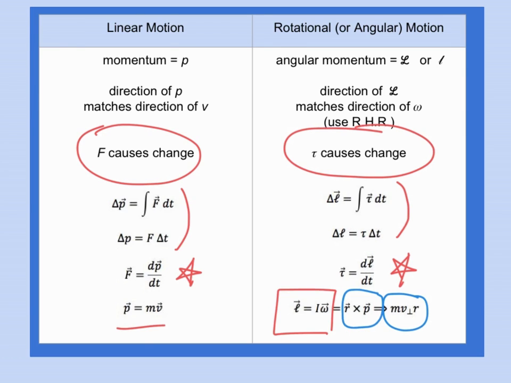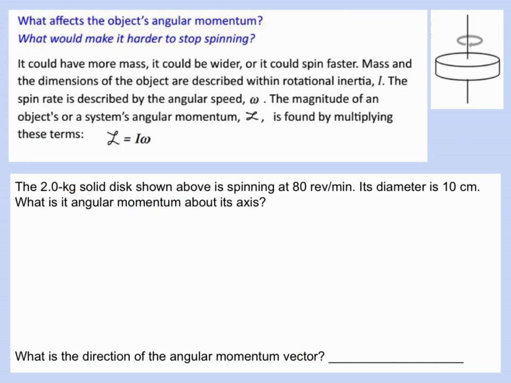Our first example involves just a disk spinning on an axis, something that was talked about in the last video. And so in this case, to calculate L, we just need to know the I, the rotational inertia formula for this object, and the angular speed. And those are pretty much given to us. We have a little bit of work to do, but not too much.